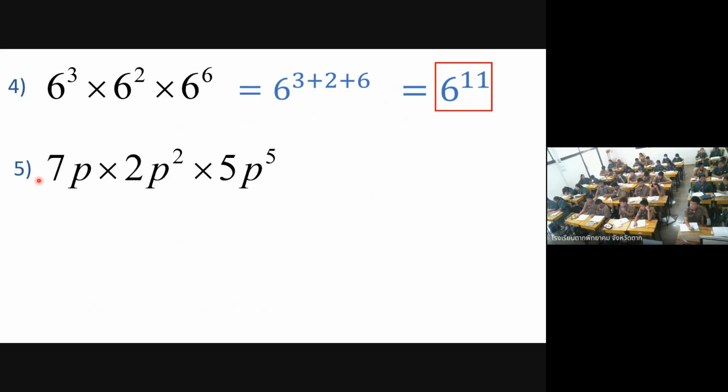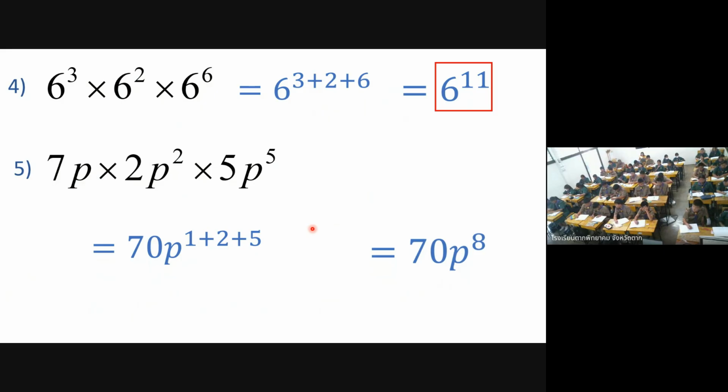Next, number 5. 7p times 2p to the power of 2 times 5p to the power of 5. What is 7 times 2? 14 times 5? 70. And then p times p to the power of 2 times p to the power of 5. Again, if you don't see any power, that's power 1. That's why we have 1 plus 2 plus 5. And so the answer is 70p to the power of 8.